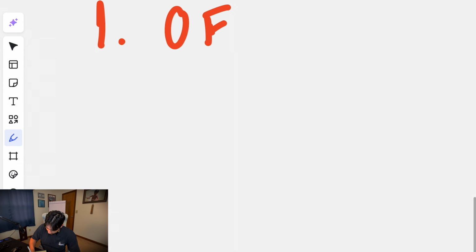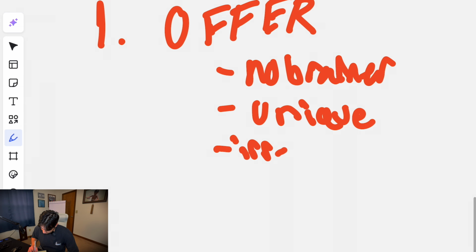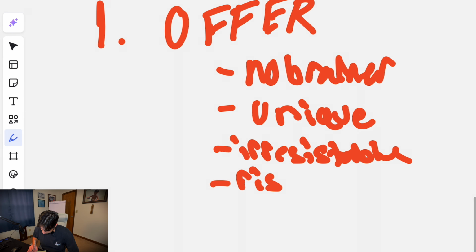So before we get into the actual AI tools, let's get into a few things you can do right now. So the first is obviously offer. All right? Now, you want your offer to be a no-brainer. You want it to be unique and different, okay? Your offer is irresistible. And risk-free. Risk-free is extremely important, especially if you're cold calling.